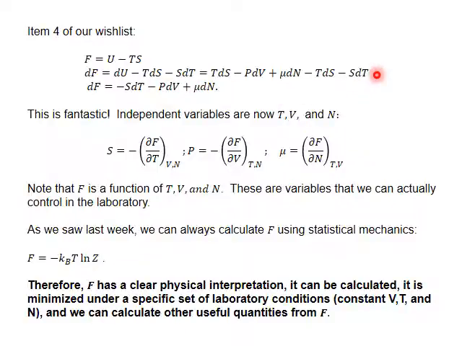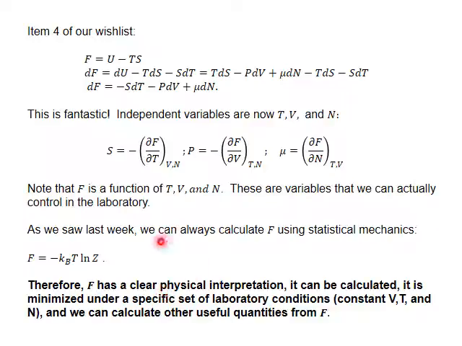So this may look like, once again, just a series of manipulations, but the result is fantastic because we have a way to calculate the entropy easily, because I've shifted the independent variable from S to T. S is just minus ∂F/∂T, keeping V and N fixed. P is minus ∂F/∂V, keeping T and N fixed, and the chemical potential is ∂F/∂N, keeping T and V fixed. To complete the picture, as we saw last week, we can calculate F from the partition function. It's minus k_B T log Z. And we can calculate all these other quantities from derivatives of F.